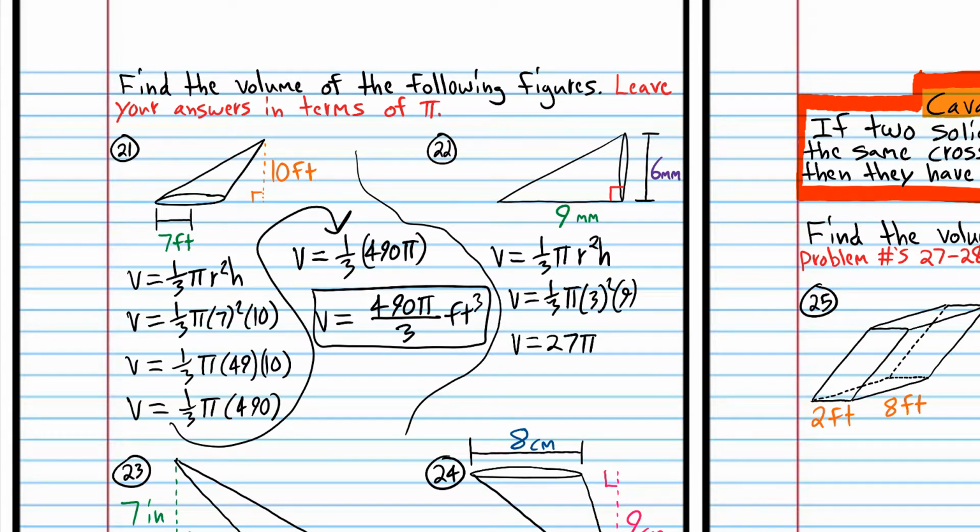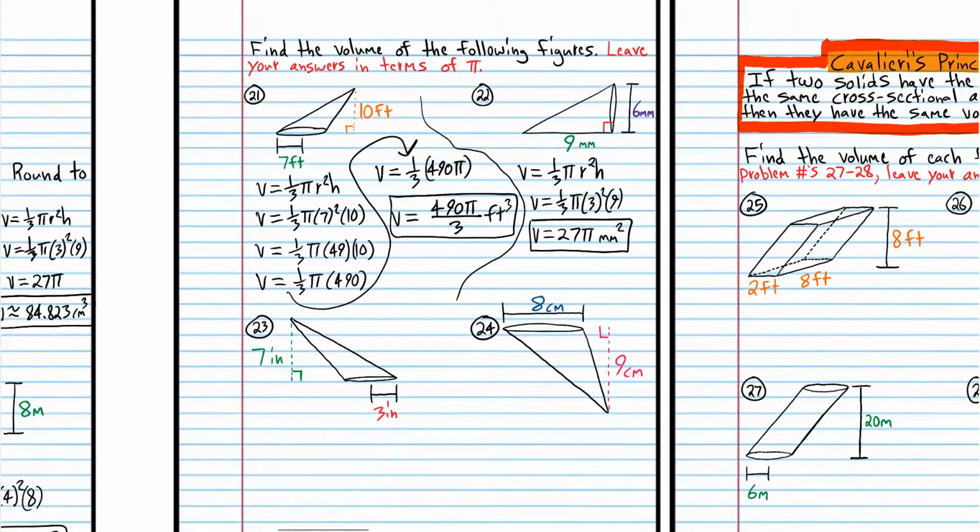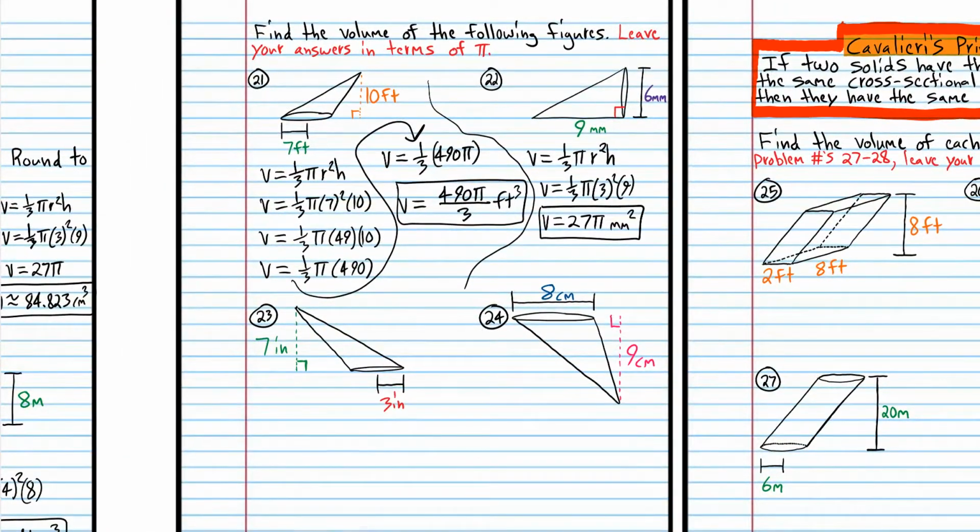If you notice, these are the same answers that we got for the other cones because they have the same radii and the same height. Doesn't matter if they're going off to the side. Now be aware that this 9 is the height because this is a right angle. So it's kind of a strange cone, but it's still a cone, and that is the height. So try number 23. We're still using the formula for a cone, and when you come back, we'll do it together.